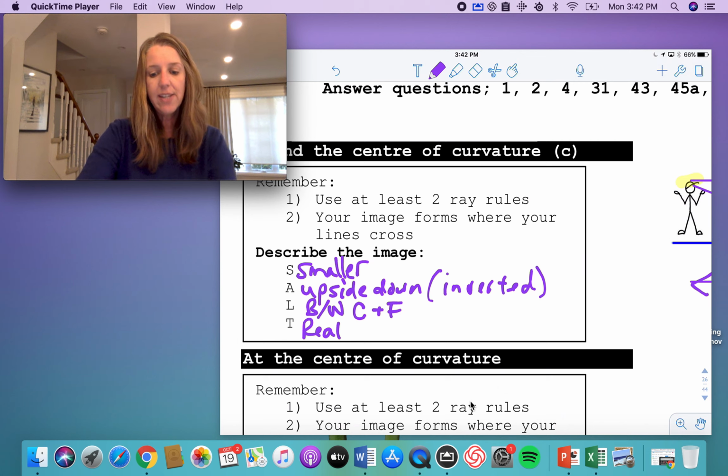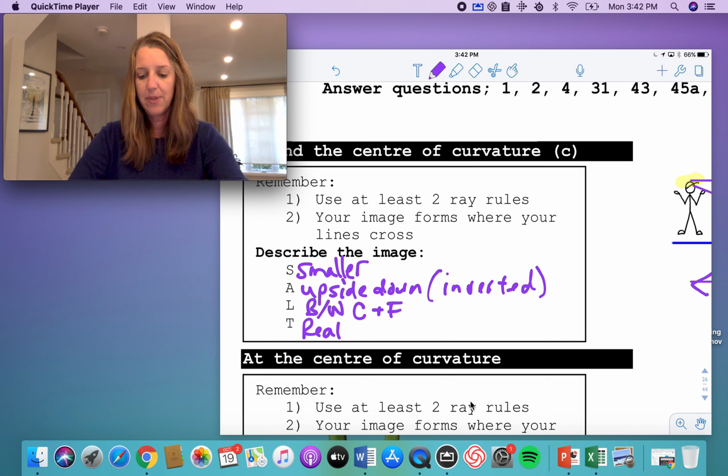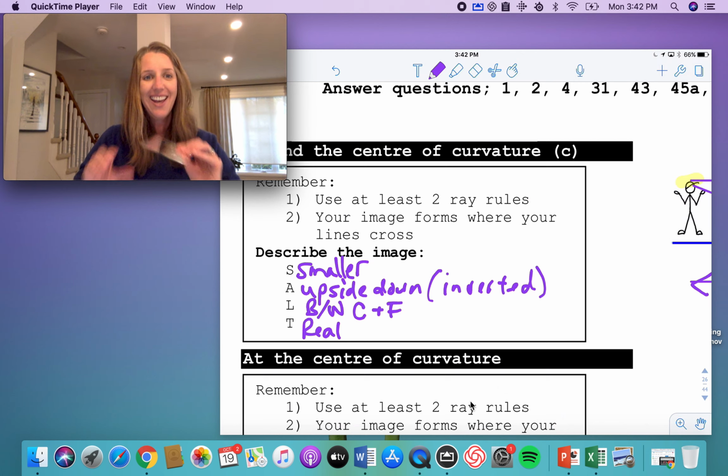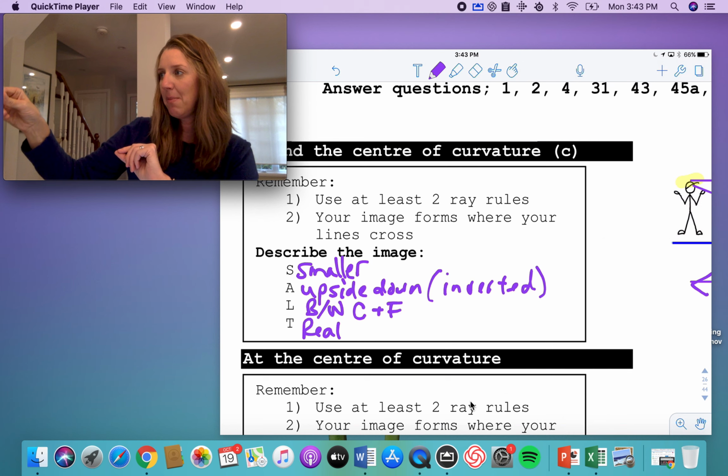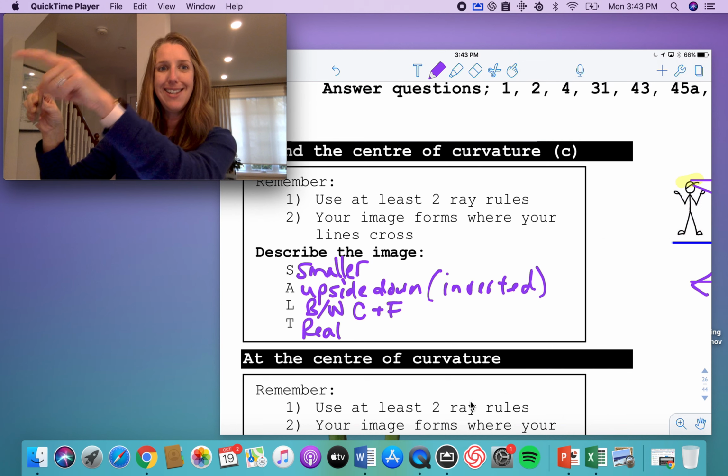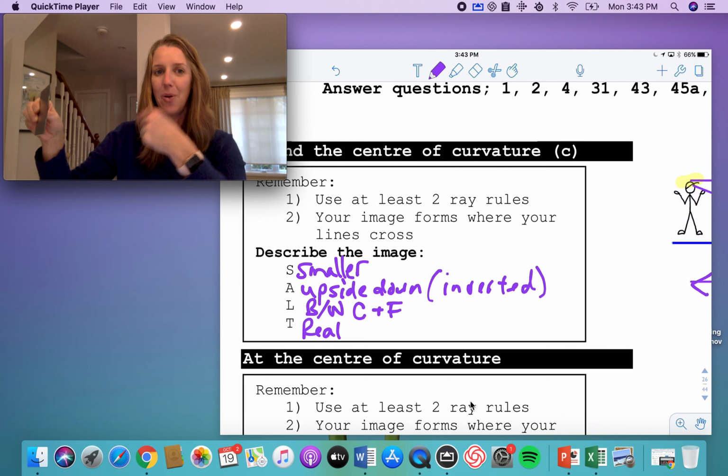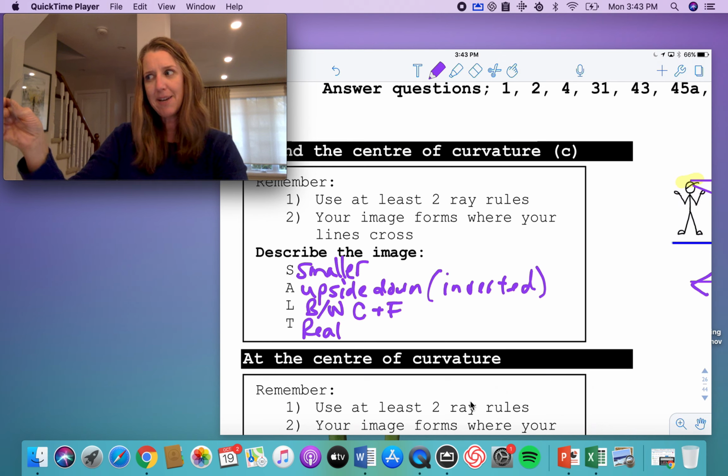Okay, when we did plane mirrors, do you remember what that was like? I keep trying to pick up this mirror again. When we did our plane mirrors, my image is always behind the mirror. Okay, now you may say, oh, but I see myself there.